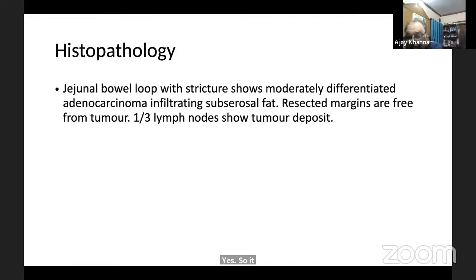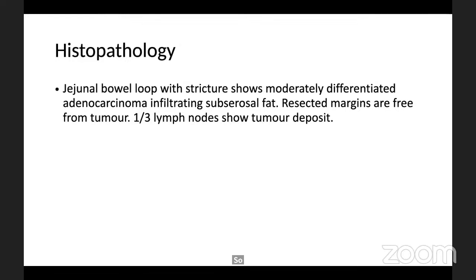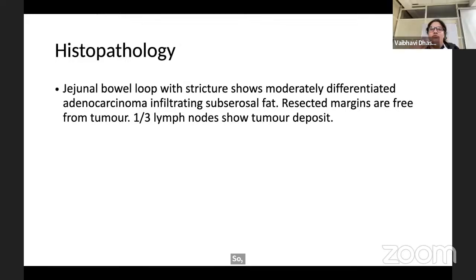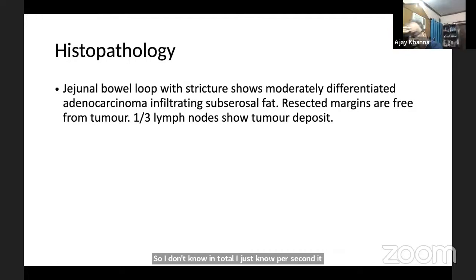In total, how many images come? I don't know in total; I just know it is two per second. Around 50,000 pictures come in the capsule endoscopy. And that is why a man cannot read that, and there's a big place for artificial intelligence, which is coming for reading so many pictures. Okay, so that is capsule endoscopy. Any other thing by which you can investigate the small bowel?